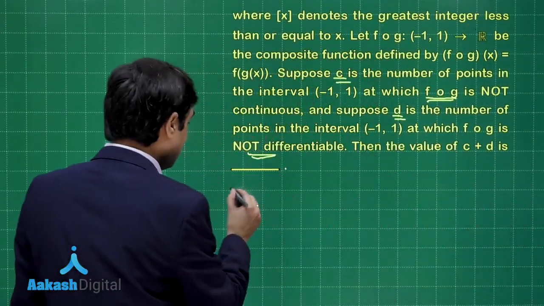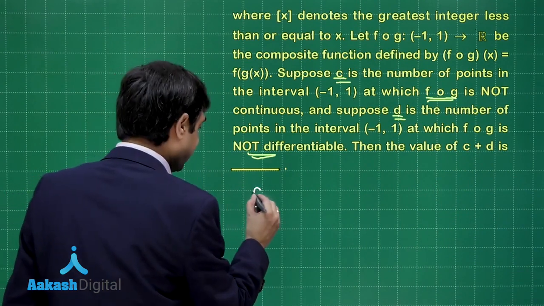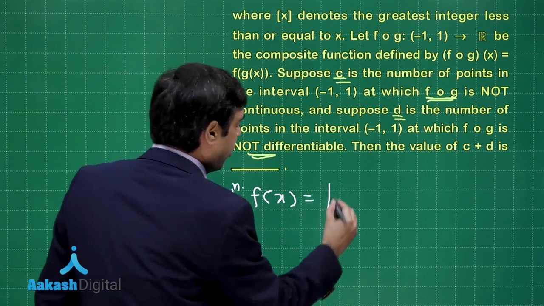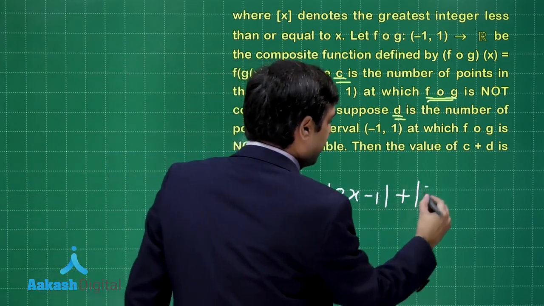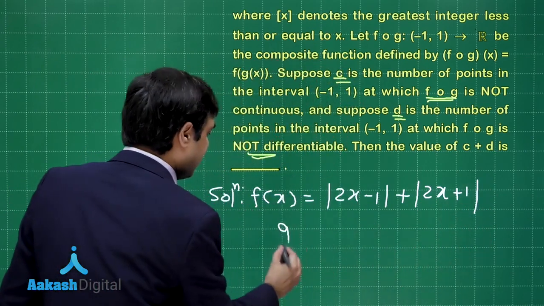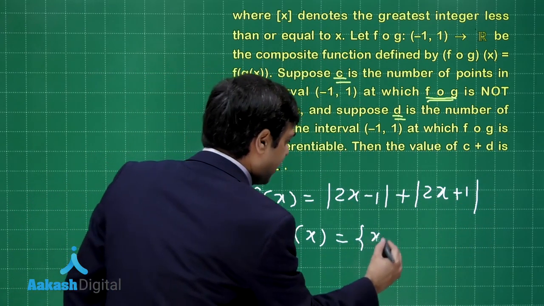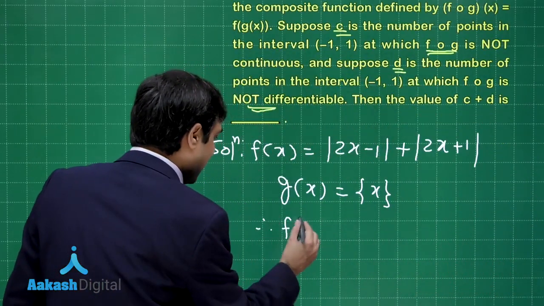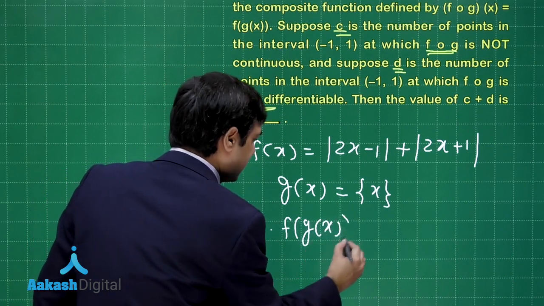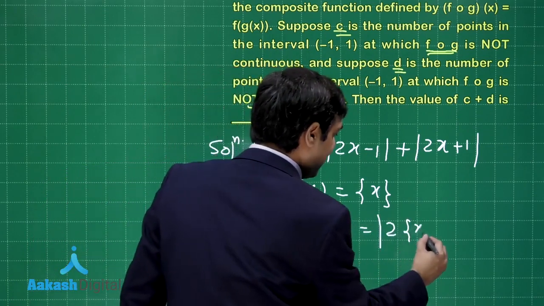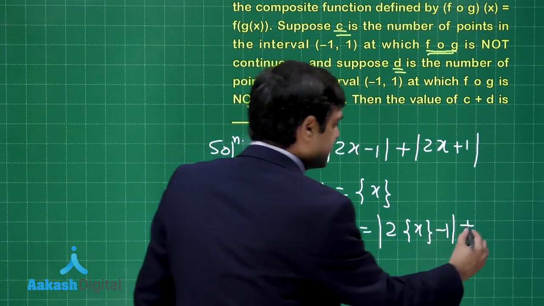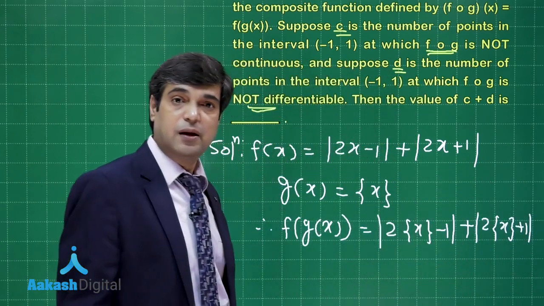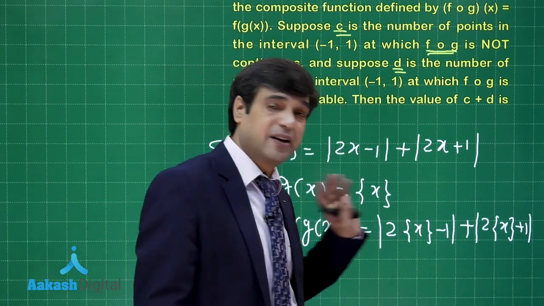Let's write down the function. We can see that function f(x) is given to me as mod 2x minus 1 plus mod 2x plus 1, while function g(x) is given to me as the fractional part of x. Moving forward, we can say f(g(x)) is equal to mod 2 fractional x minus 1 plus mod 2 fractional x plus 1. Right? Clearly we can see that we need to break it around 0.